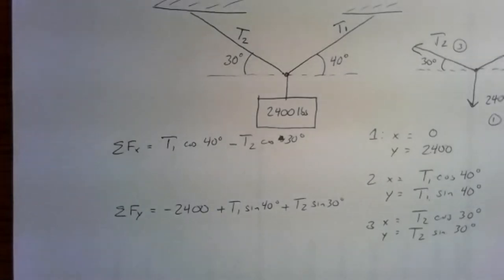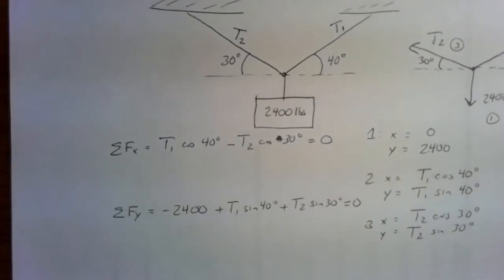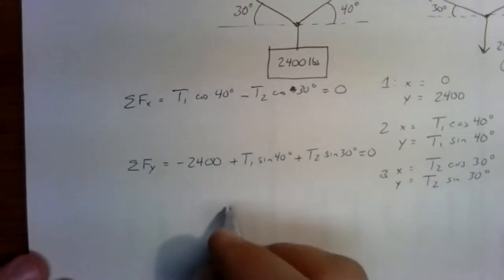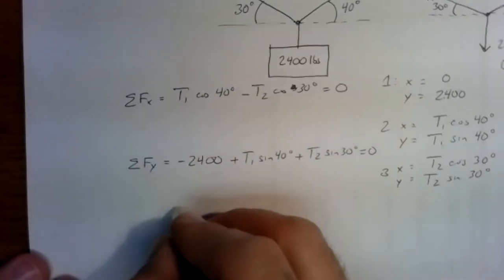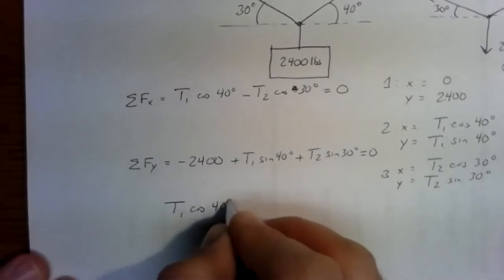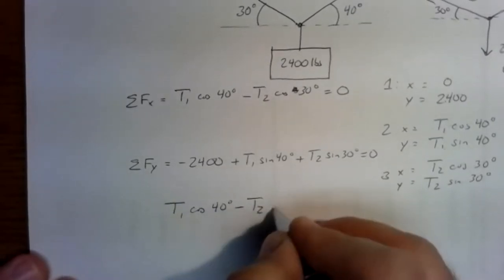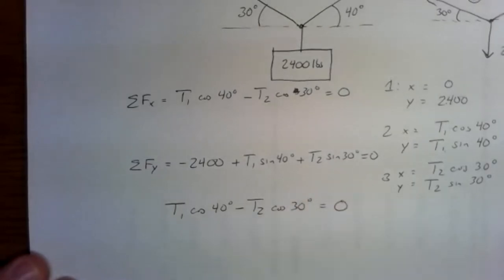Now, since this is an equilibrium, the sums must equal 0. So that gives us two equations. I'm going to rewrite those down here, cleaned up just a little bit. I'm going to leave the first one alone here. I'm just going to say T1 cosine 40 degrees minus T2 cosine 30 degrees equals 0.